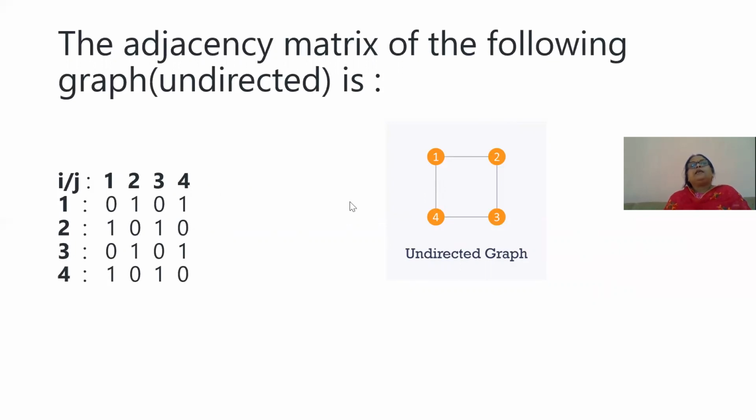It means if there is an edge, put 1. If there is no edge, put 0. 3 to 1, no direct edge, 0. 3 to 2, there is an edge. 3 to 3, no edge. 3 to 4, there is an edge. Like that.